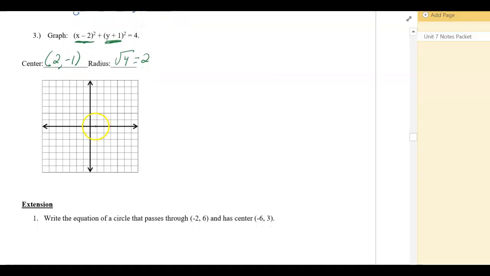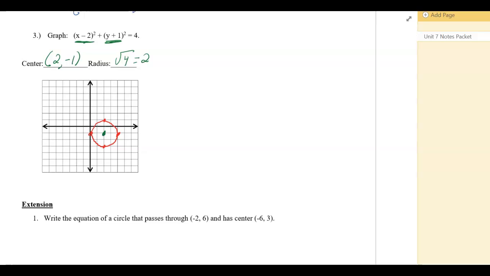If we were to draw it, I'm going to go over 2, down 1, so there's the center. Radius is 2, so I'm going to go 2 in each direction. And then I'll try just to connect those red dots in a circle.